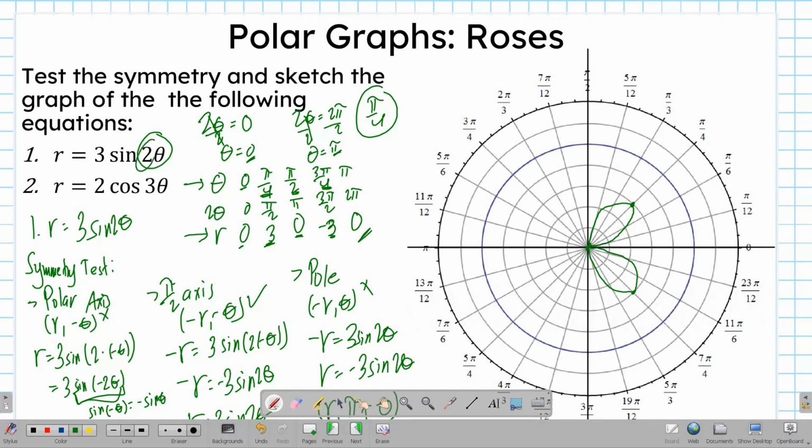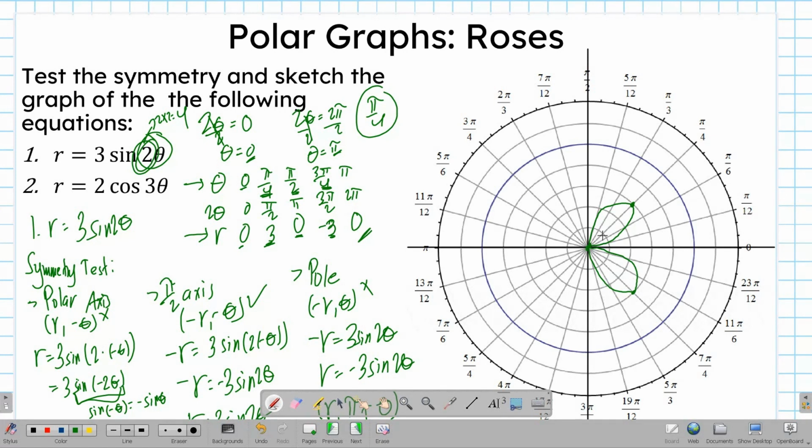But we know that since this is 2, that's 2 times 2, we have 4 petals. Since we know that it's symmetric with respect to the polar axis, and it's also symmetric with pi over 2 axis, this has to have the same as on the left side of pi over 2. At the same time, since it's symmetric with respect to the pole, quadrants 1 and 3 should have the same, 2 and 4 should have the same.